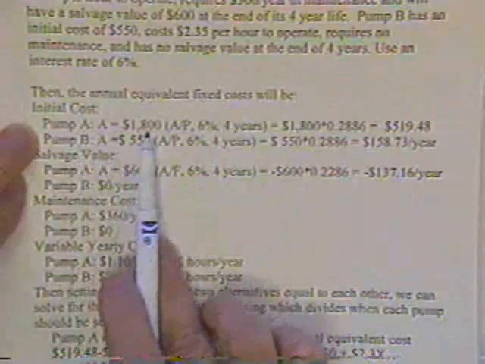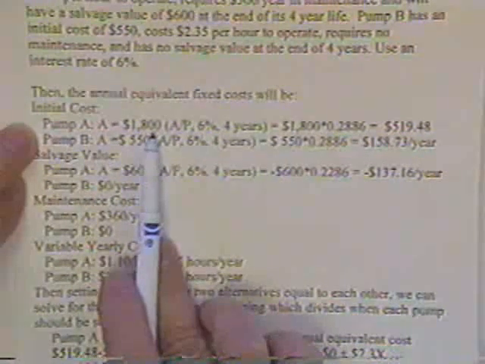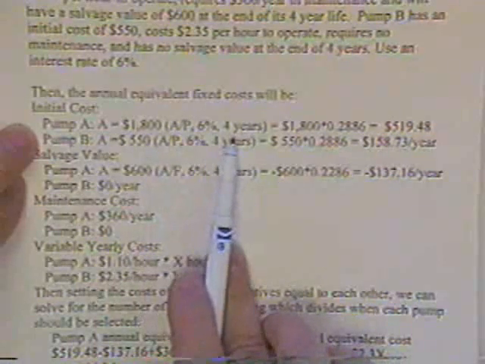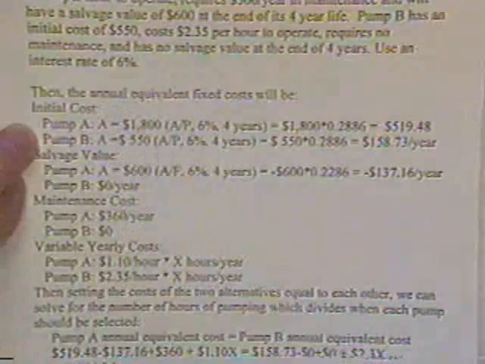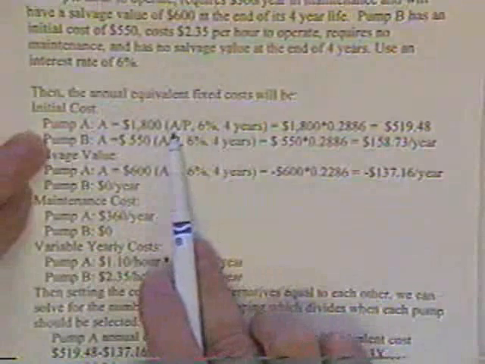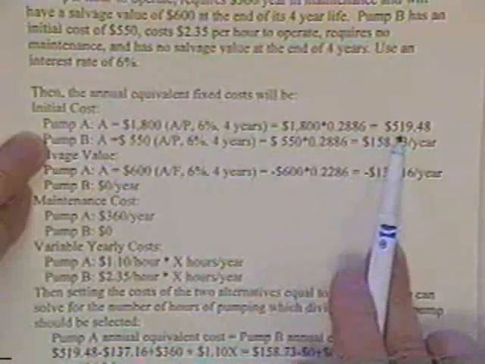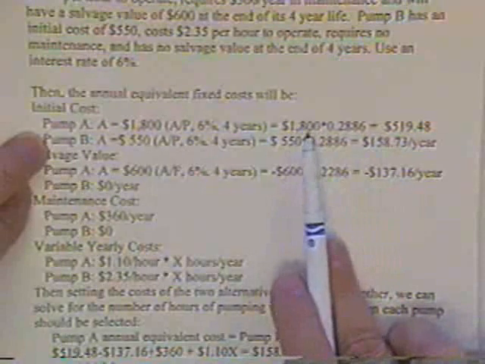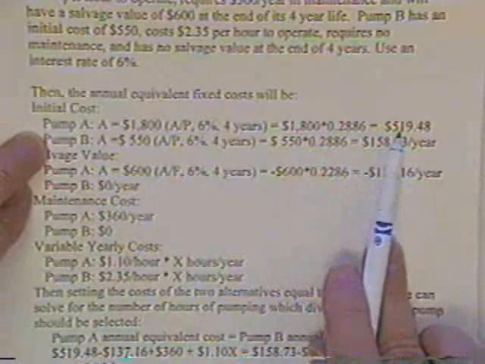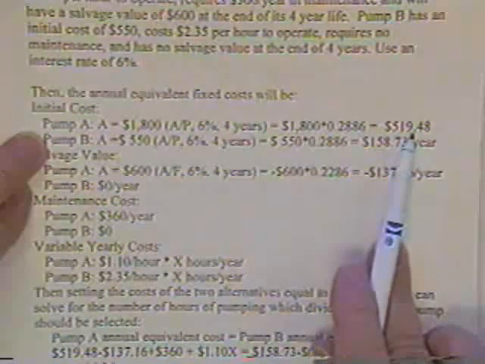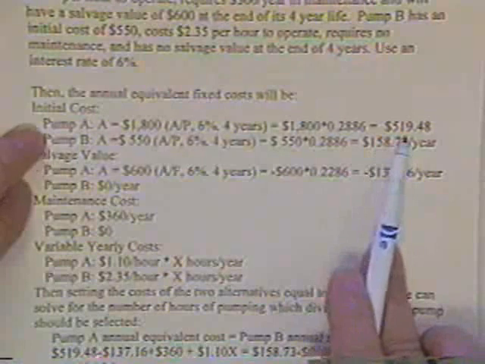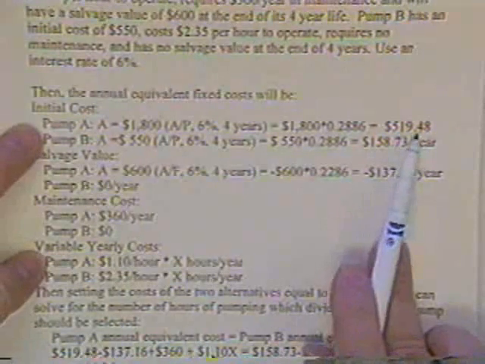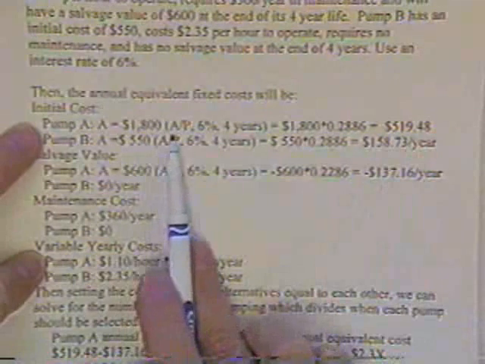Pump A. Well, pump A costs you $1,800, and that's times A over P at 6% for 4 years. That says the annual equivalent fixed cost, like an annuity, would be $519 a year. In other words, by losing the $1,800 cost of the pump, it would be the same as saying you would invest an annuity of $519 each year. Now, the reason I'm putting this on a yearly basis is because this pump is going to run some number of hours per year, and so I need to spread this money out in the form of an annual amount.